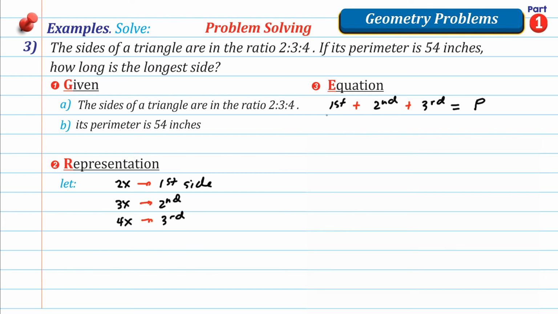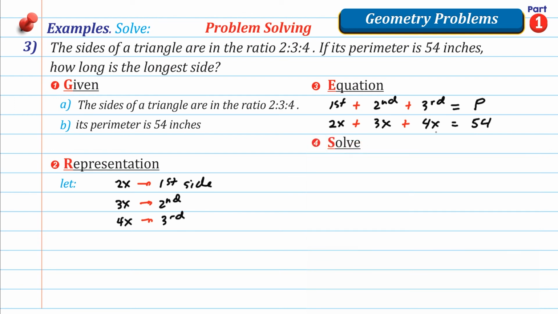Now, substituting from our representation, we know that the first is represented by 2x, plus the second is represented by 3x, plus the third is represented by 4x, is equal to P. However, we know that P is 54 inches, the perimeter. So, let's replace P with 54. Step 3 done. We now have our working equation, something that we need to solve. And that is our fourth step.